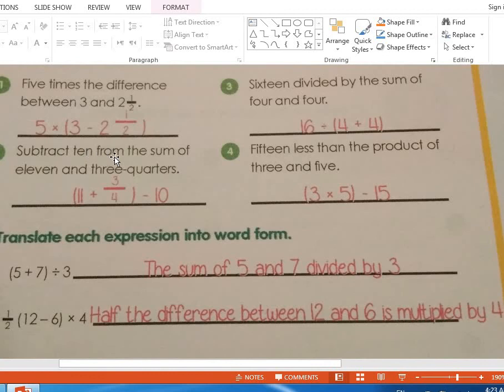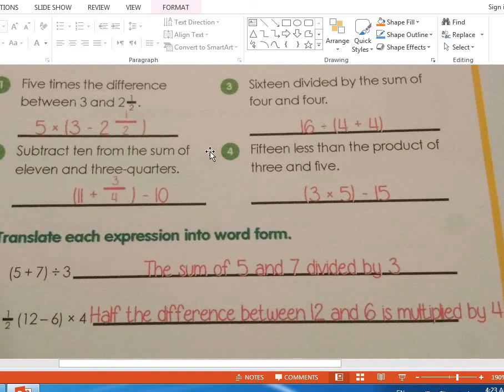Subtract 10 from the sum of 11 and 3/4. Subtract 10. Okay, it's tricky. From what? The sum of, put brackets, 11 plus 3/4. Subtract 10 from it, from the summation in these brackets.